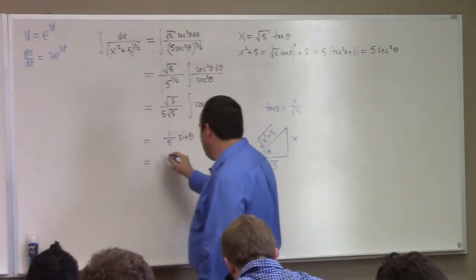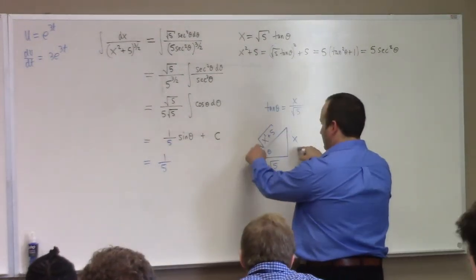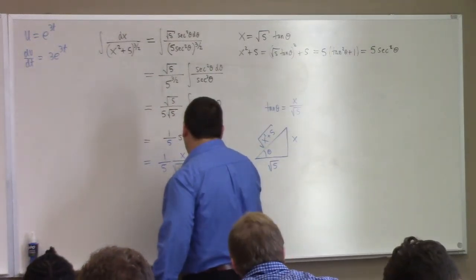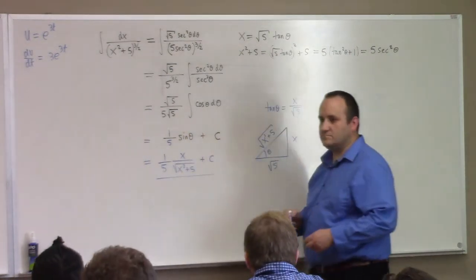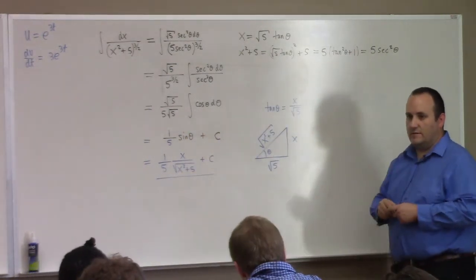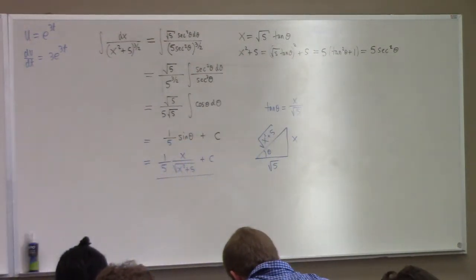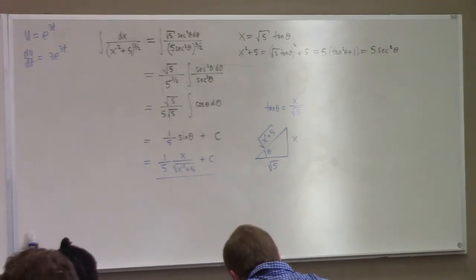So this is 1/5. What's sine theta? x over square root of x squared plus 5. Very good. And there you have it. So let me just take a second here to make a couple of sort of big picture comments, yeah?